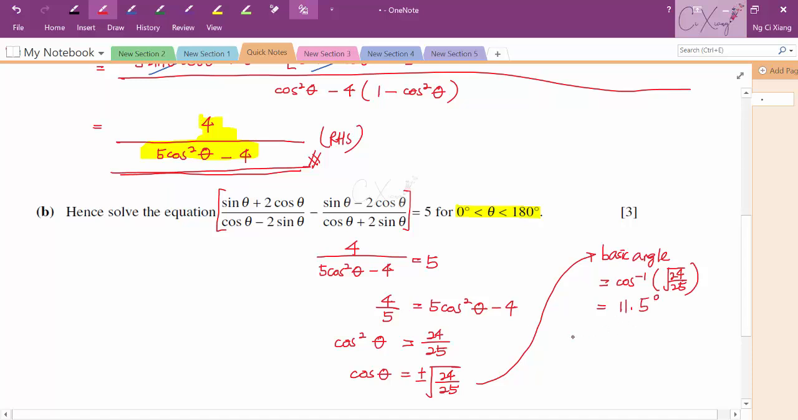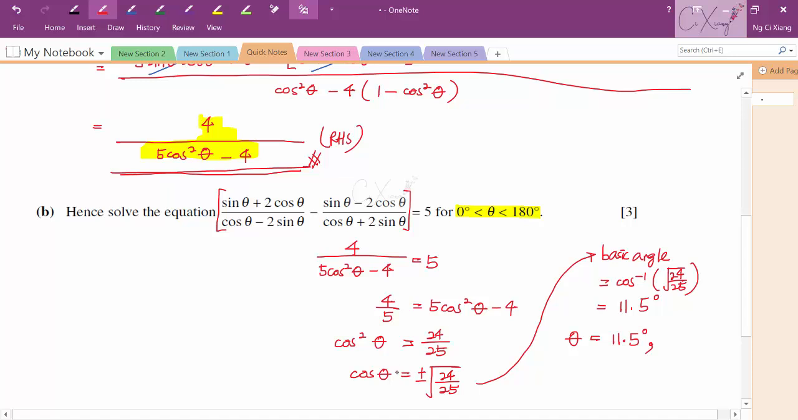Okay, so now I want to use this basic angle to find out the answer for theta. All right, so I go through the quadrants. For the first quadrant, cos is positive. Therefore, I want to accept the answer from the first quadrant. So the answer from the first quadrant is actually the basic angle itself.